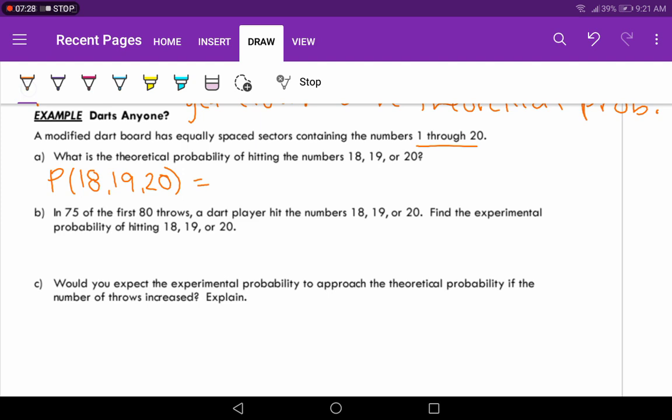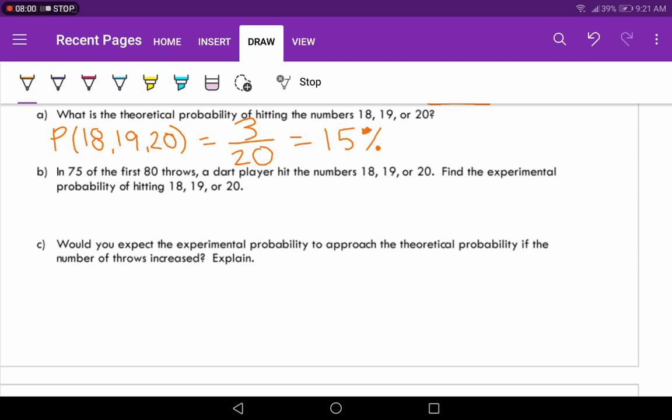Okay, so the probability of hitting 18 would be 1, right? You'd have one slot of 18, one slot of 19, and one of 20. So that's 3 in total out of a possible 20, right? There's 20 different areas on your dartboard. So, again, if you do 3 divided by 20 times 100, that will give you around 15%. So there's a 15% chance that you would hit 18, 19, or 20.